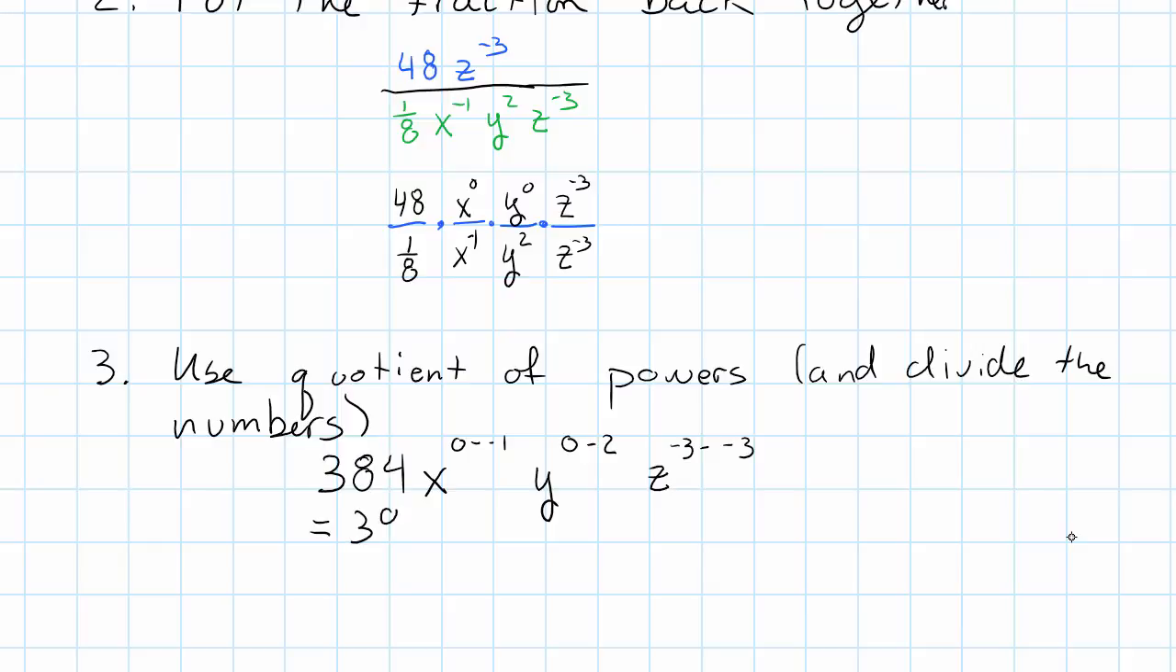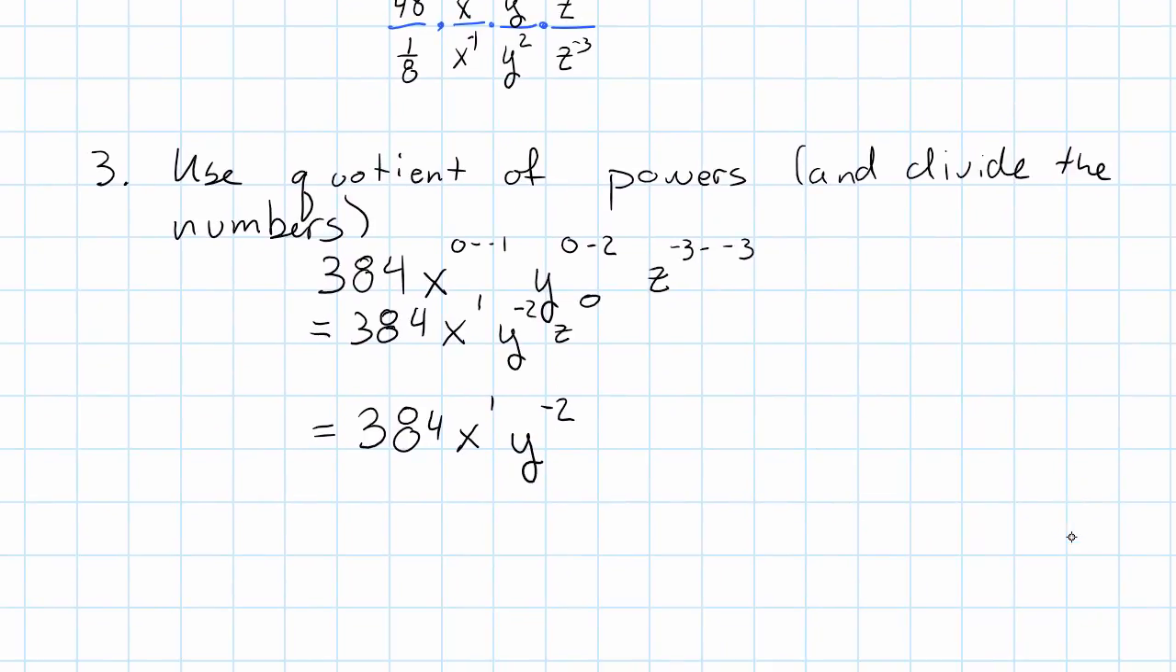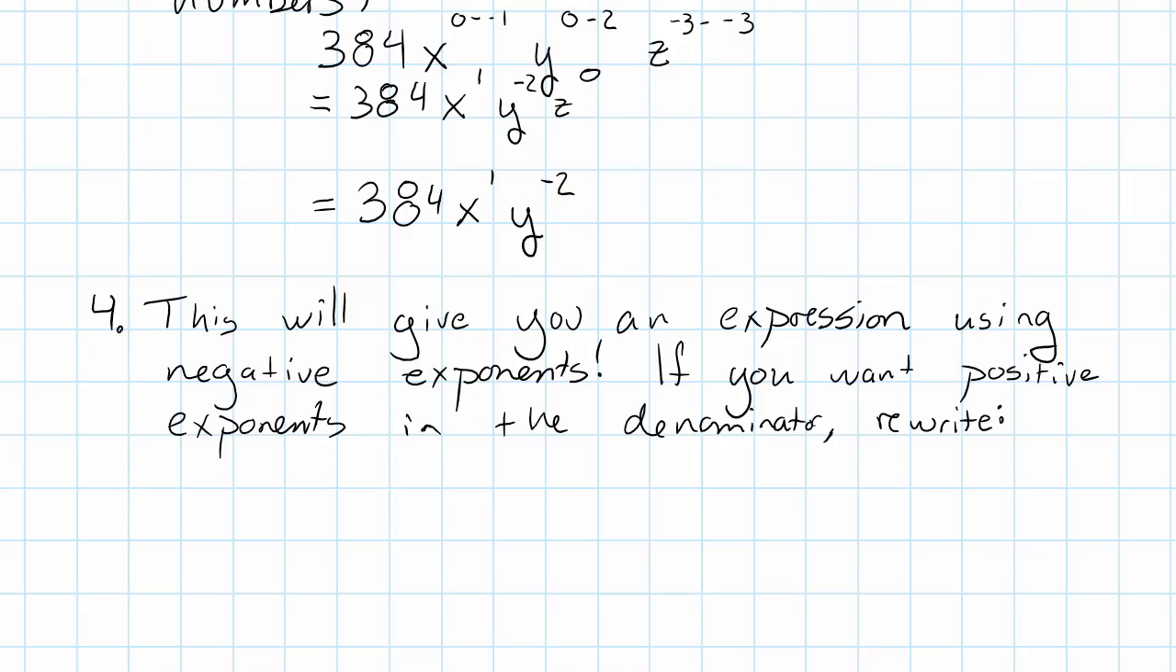So 384, 0 minus negative 1 is 1, 0 minus 2 is negative 2, negative 3 minus negative 3 is 0. Z to the 0 is just 1, so I have 384, x to the first, y to the negative 2. Now this is okay. This will give us an expression with only negative exponents.